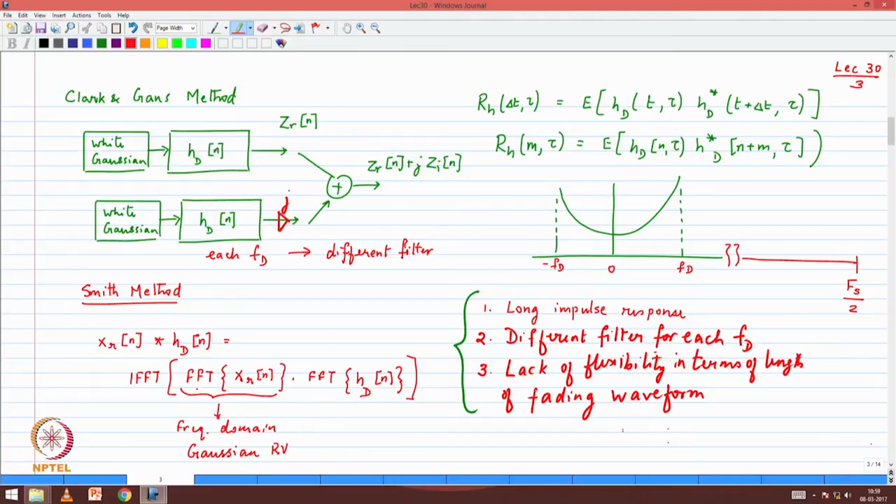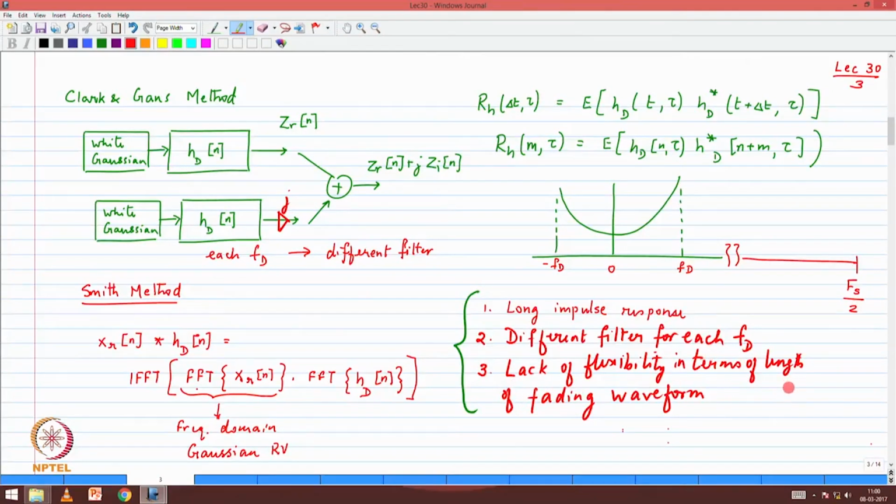Now some of the challenges that we observed with the Clark and Gans method, and in general the filtering approaches, is that this is a sharp filter. A sharp filter will give you a long impulse response, which means that you will have to do a lot of computation to compute a small segment of data. The other challenge is that Doppler may not be known ahead of time, so you cannot pre-compute these filters. You may have to compute them in real time. So basically different filters will be needed.